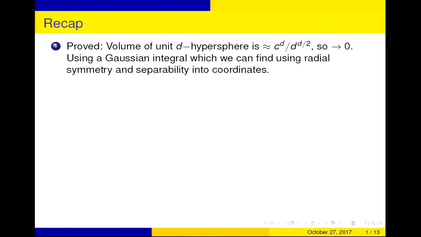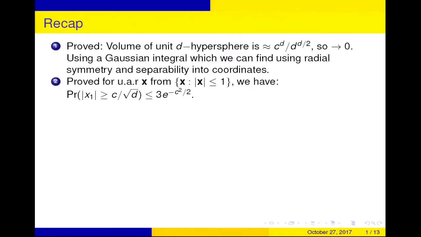And to do this, we used the Gaussian integral. I won't go through the proof again, but we needed two properties of the Gaussian integral. One was radial symmetry, so it depended only on r, the distance from the origin, and two was it splits into the coordinates. That's only the Gaussian that can do that. So even though it looked like I pulled this function out of the hat, it was for a reason, right?